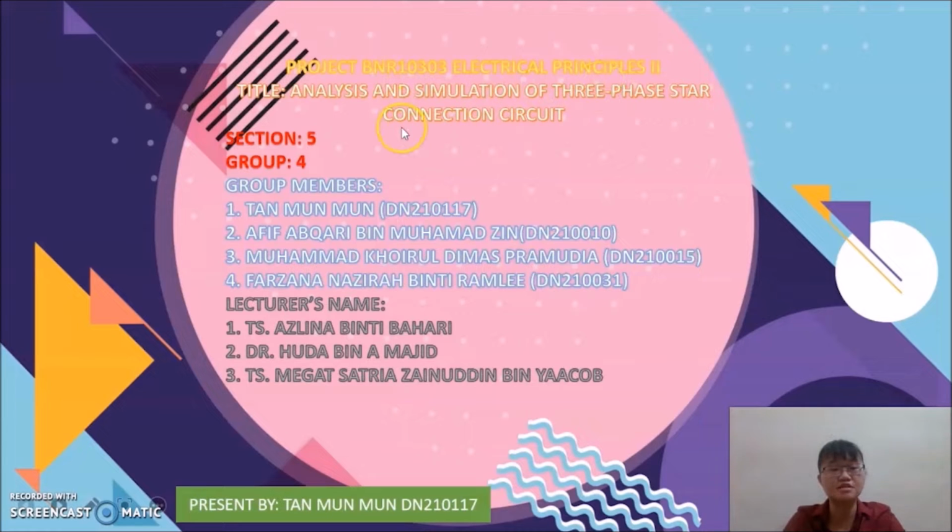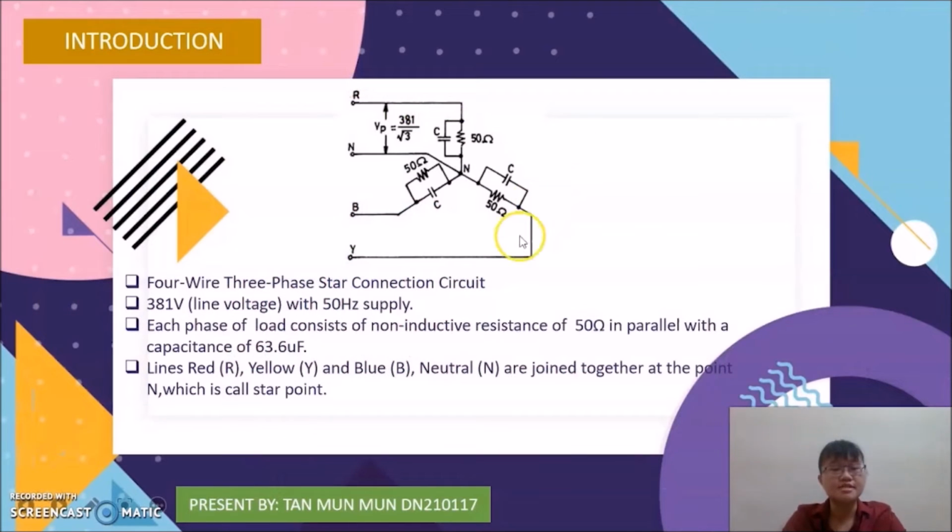We would like to do a presentation about the project entitled Analysis and Simulation of Three-Phase Star Connection Circuit. This is the circuit that we chose for our project. It is a 4-wire three-phase star connection circuit connected to a line voltage of 381 volts with a 50 Hz supply. Each phase of load consists of a 50 ohm resistor and a 63.6 microfarad capacitor. The lines red, neutral, blue and yellow are connected at a point N, which is called the star point.